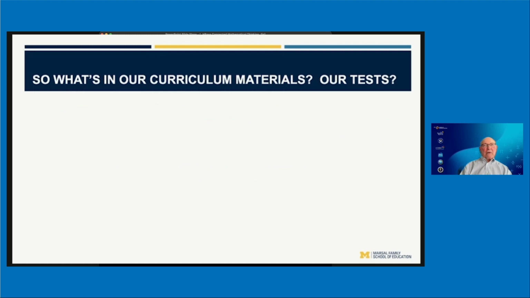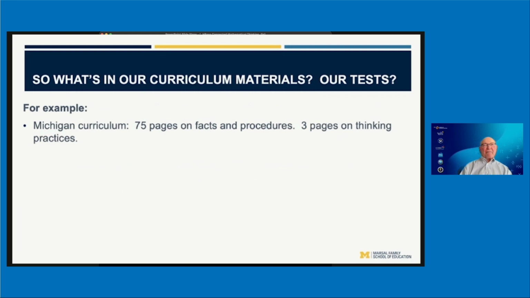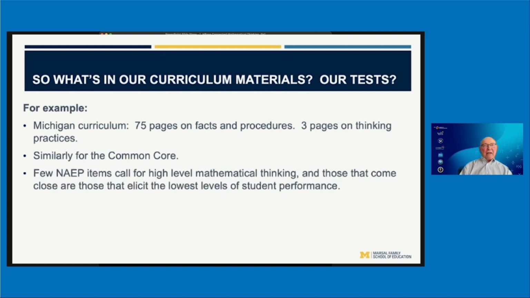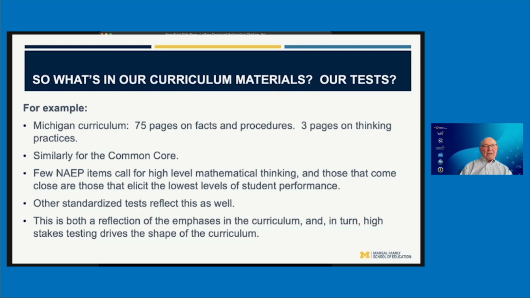So contrast this with what you see in our curriculum materials and in our tests. For example, in the Michigan curriculum, there are 75 pages on facts and procedures and only 3 pages on thinking practices. Similarly for the Common Core. On the NAEP, the items that call for high-level mathematical thinking, or at least come close to it, are the ones that elicit the lowest levels of student performance on the NAEP. And the same is true of other standardized tests. This is both a reflection of the emphases in the curriculum, and in turn, high-stakes testing drives the shape of the curriculum. Unsurprisingly, teachers will teach to the test.